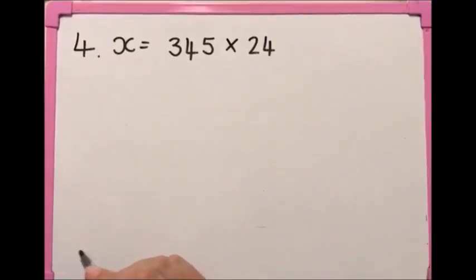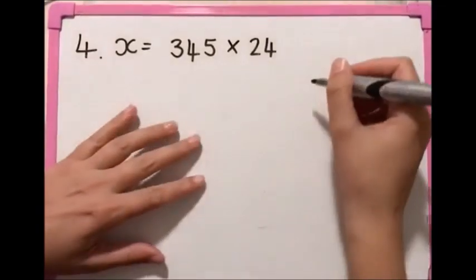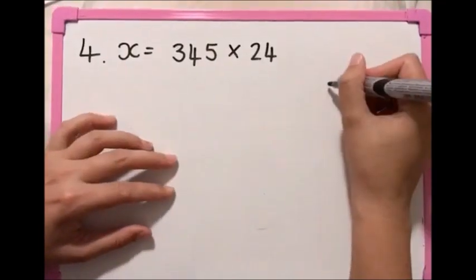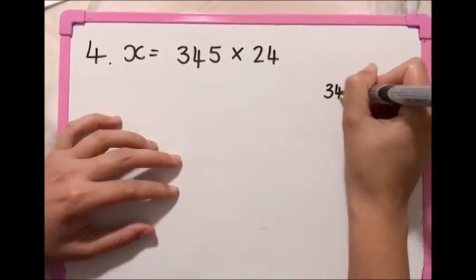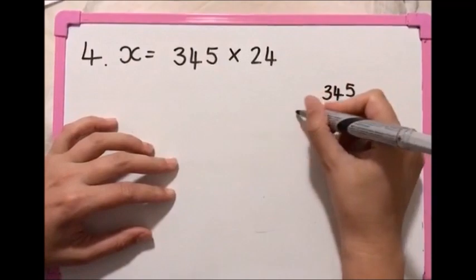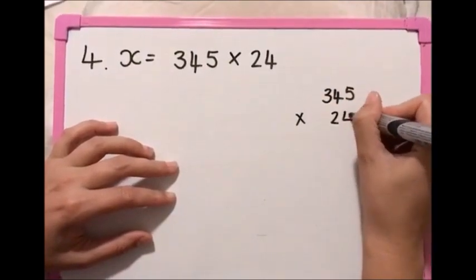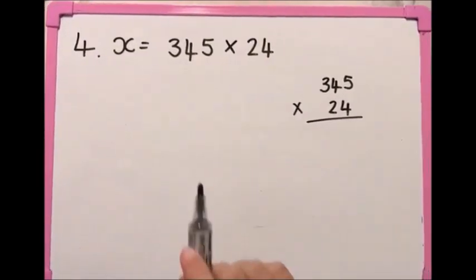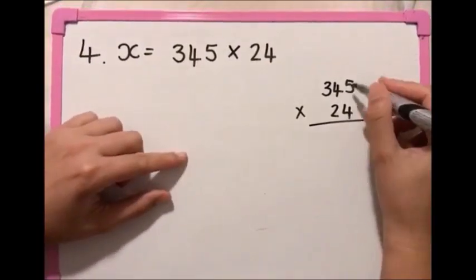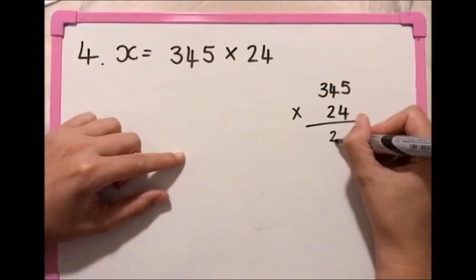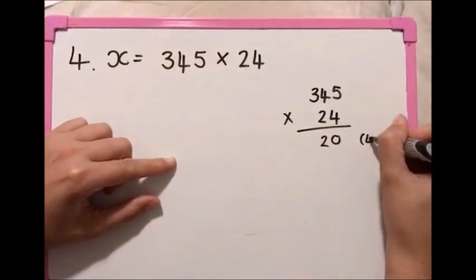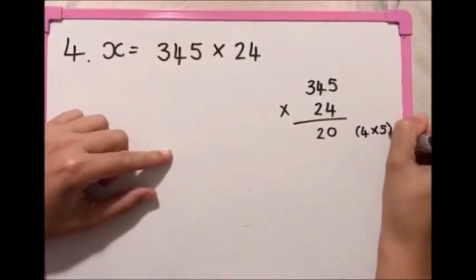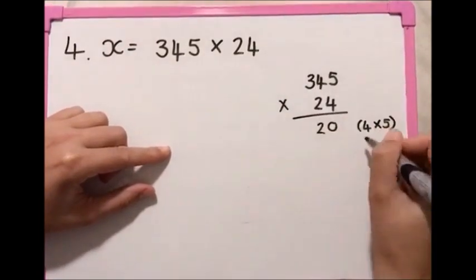345 multiplied by 24. Again, we are going to write the numbers underneath each other. 345 times 24. We are again starting with the 4. We are saying 4 times 5 is 20. Now we write out the full number, and in brackets we write out our calculation.